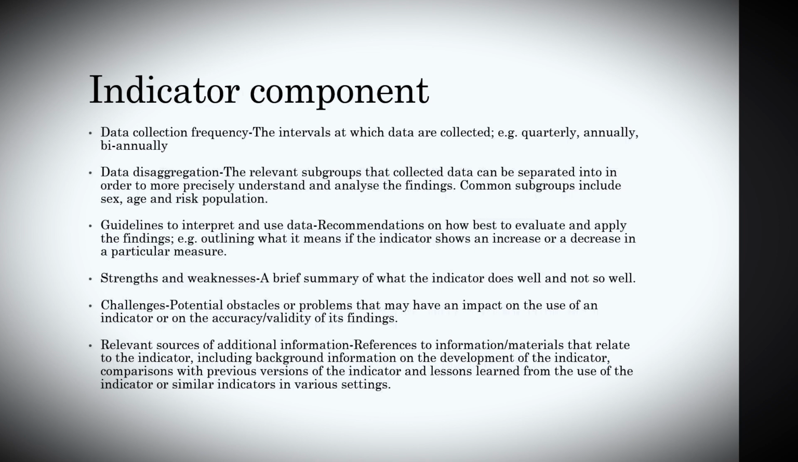An indicator must have challenges that may happen to it during its implementation. Challenges basically means the obstacles or problems that may have an impact on the use of our indicator. Relevant sources of additional information. An indicator must have a reference to information material that relates to the indicator, which includes background information on the development of the indicator, comparison with the previous version of the indicator, and lessons learned from use of the indicator or similar indicators in various settings.